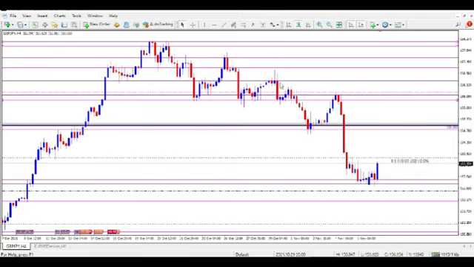When market turns, usually price cannot pass a certain precise level.